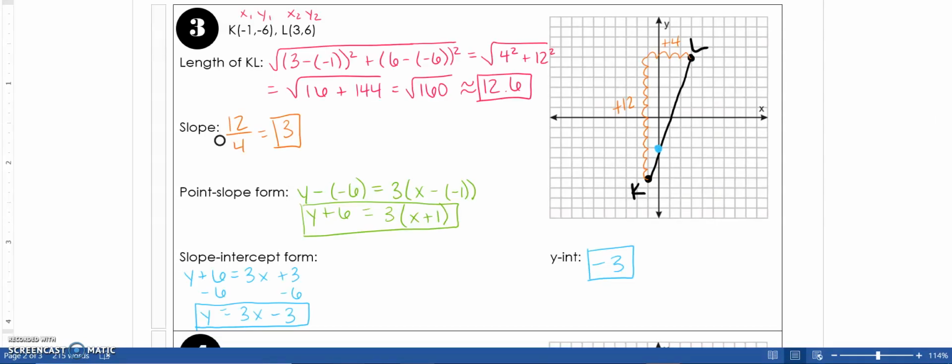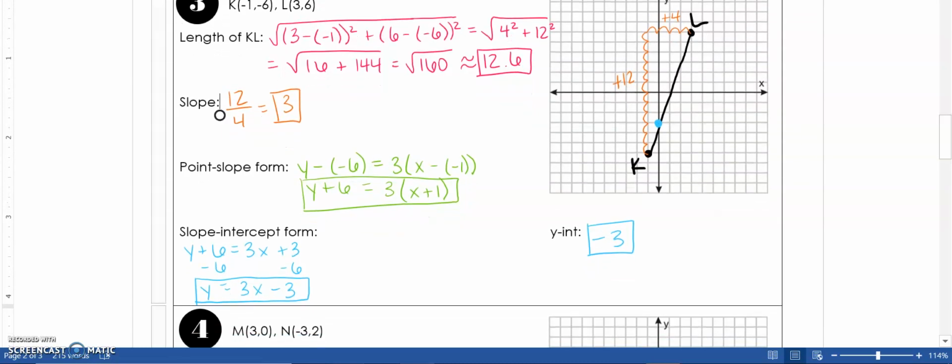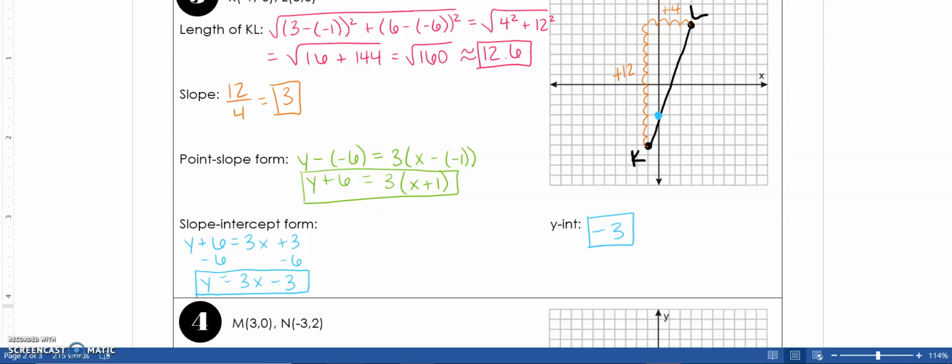All right, so for number 3, hopefully you were able to get a length of 12.6, a slope of 12/4, which reduces to 3, and then your point slope form in the end should be y plus 6 equals 3 times, in parentheses, x plus 1. And it's important to remember to always reduce and simplify whenever you can. So reduce your fractions, and whenever you have minus and negative, always turn it into a positive.